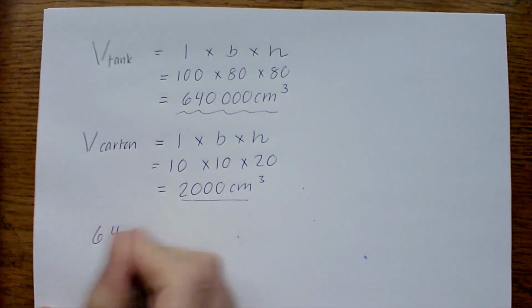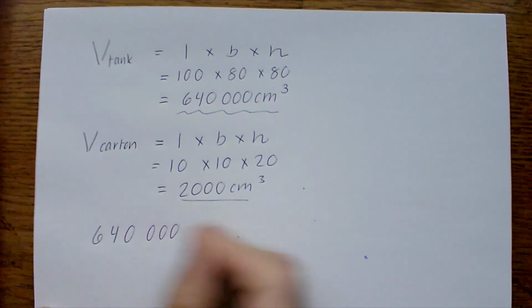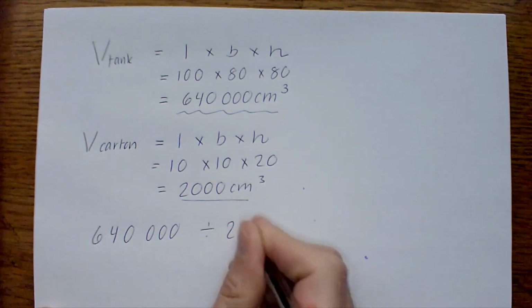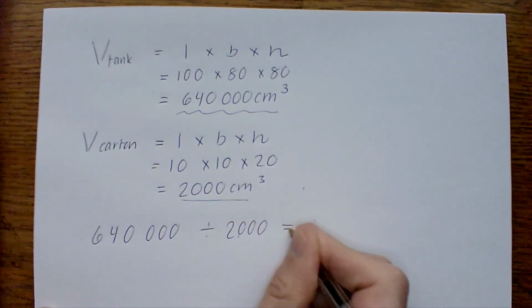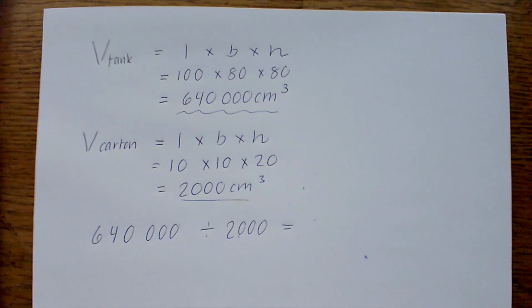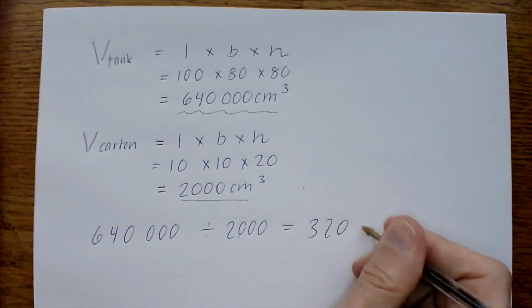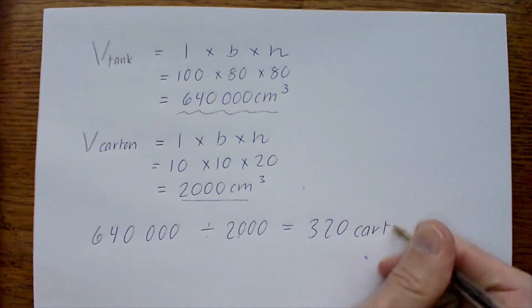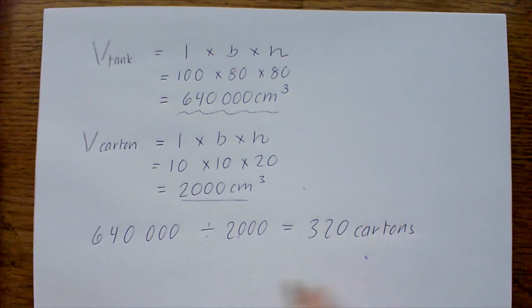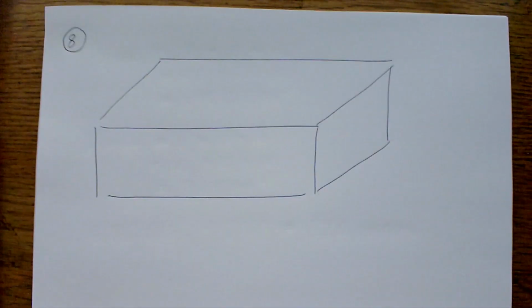So it's 640,000 divided by 2000. So we're asking how many 2000s are there in 640,000. And the answer is 320 cartons. So from that big tank, you could fill 320 cartons of milk. Okay, let's have another problem for you to solve.